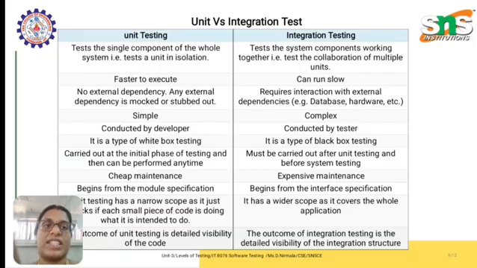Unit testing is a type of white box testing strategy, and integration testing is a type of black box testing strategy. Unit testing is carried out in the initial phase of testing, whereas integration testing is carried out once the unit testing is completed and before the system testing. Unit testing has a very low maintenance cost, whereas integration testing has an expensive maintenance. Unit testing begins from the module specification, and integration testing begins from the interface specification. Unit testing is a narrow scope approach, where a single piece of code is checked to see whether it is working accordingly. Integration testing has a wider scope and covers the whole application. The outcome of the unit test is detailed visibility of the code. The outcome of the integration testing is detailed visibility of the integration structure.